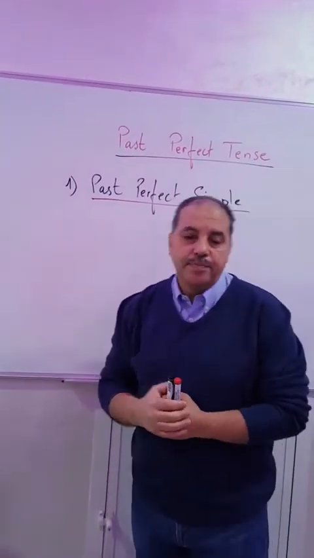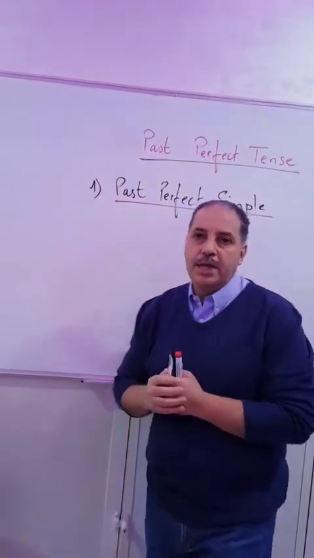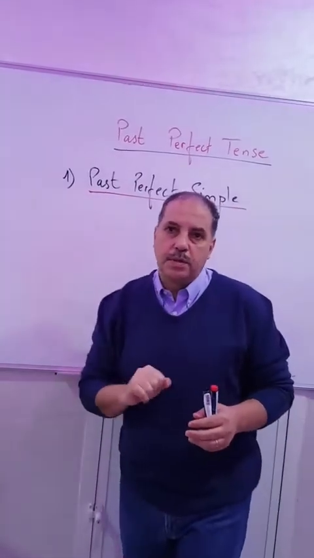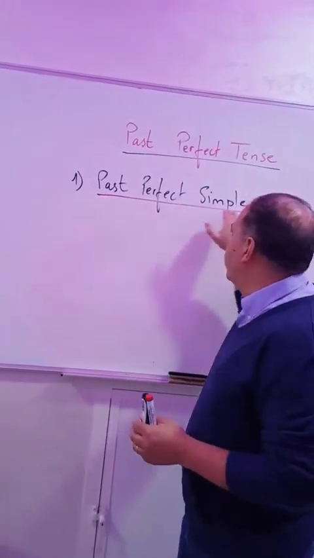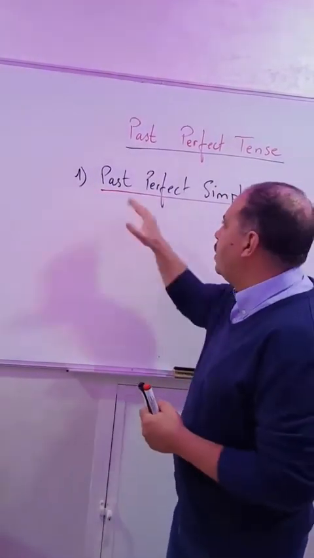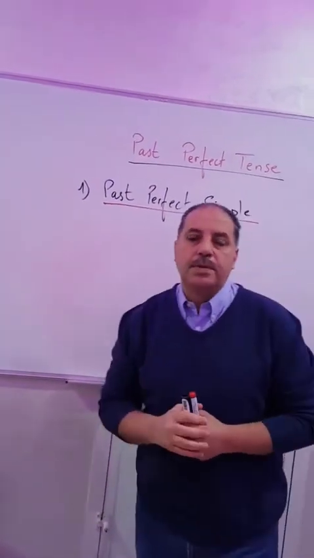Today we are going to continue our grammar lessons, and I have chosen to talk about past perfect tense. When we say past perfect tense, we understand that we are going to talk about two forms: past perfect simple and past perfect continuous. Let's begin with the past perfect simple.